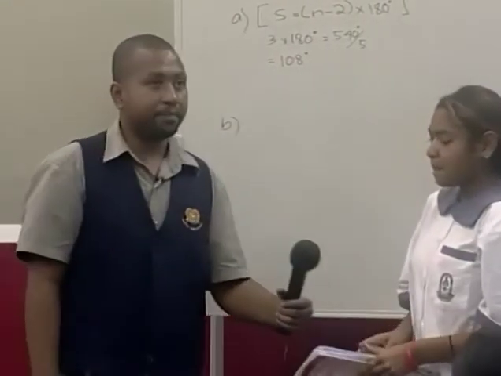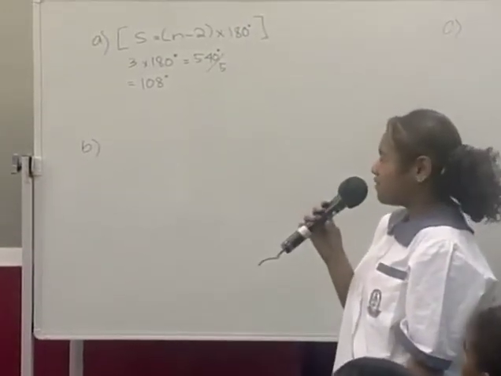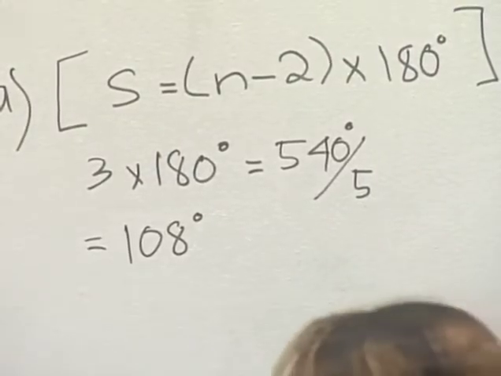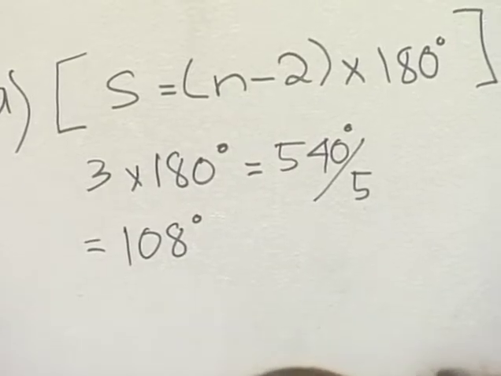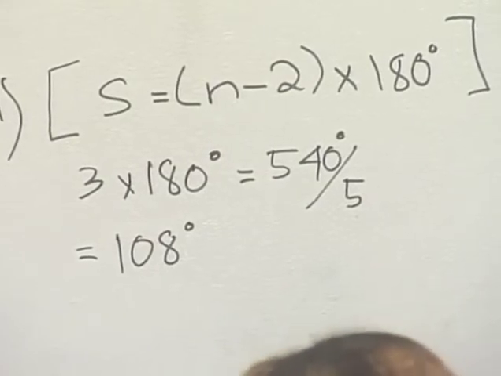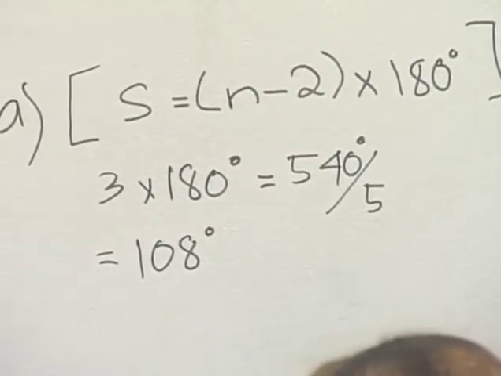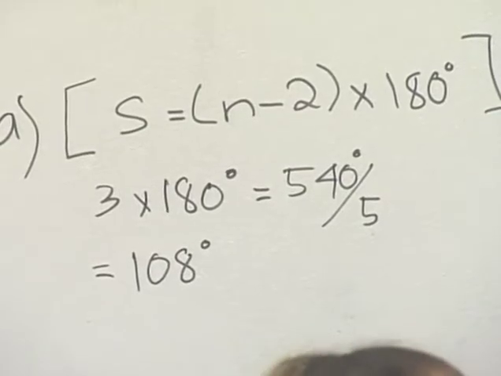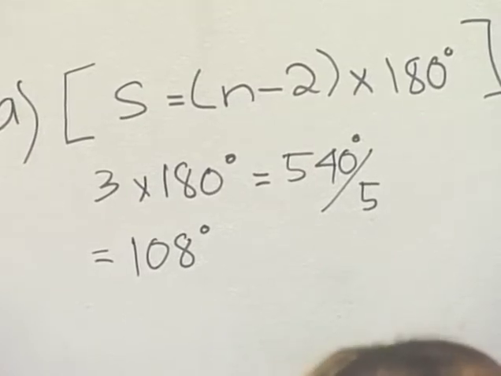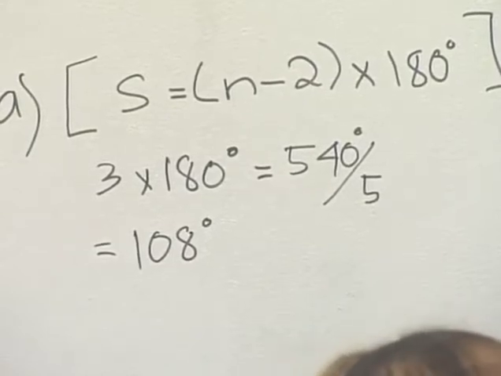Okay, class, sit up straight. Let's hear from our friend. This is how we got our answer. We used the formula S equals n take away 2 times 180 degrees to find the size of each angle in a regular pentagon. First we looked at the number of sides, which is 5. Then we minus 2 from 5, which gave us 3. Multiplied 3 by 180 degrees, which gave us 540 degrees over 5, 5 meaning the number of sides. Then we divided and got our answer, 180 degrees.